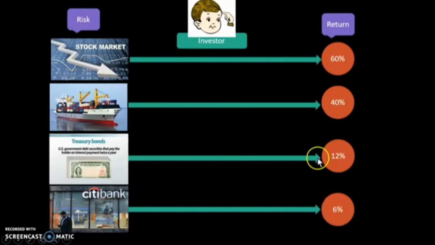Dear students, look at the image of this risk and return. Stock market is a higher risk market, and we also know that it returns the highest among the other investment projects. Shipping business is another risky business, and its return is higher than the other two projects. Treasury bonds have no risk or low risk, and the return is lower. And banks are a risk-free investment sector, and the lowest return is 6%.